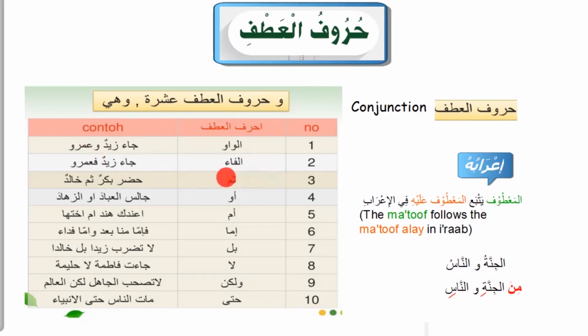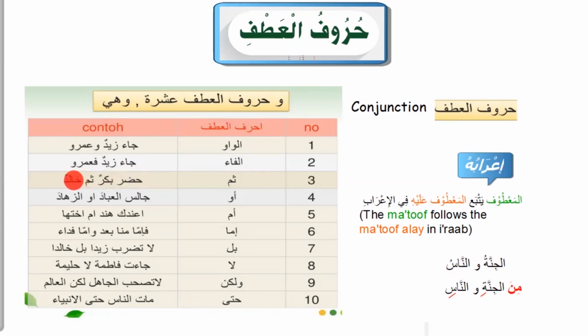Okay. So we have the third one here, summa. Summa is also from the huruf al-atf, and I hope you have seen it a lot in the Quran. Okay, so here is an example. حضر بكر ثم خالد. Bakrun is a name of someone, it's just a name. Bakrun was present. Hadara means to be present. Hadara Bakrun, so Bakr was present.